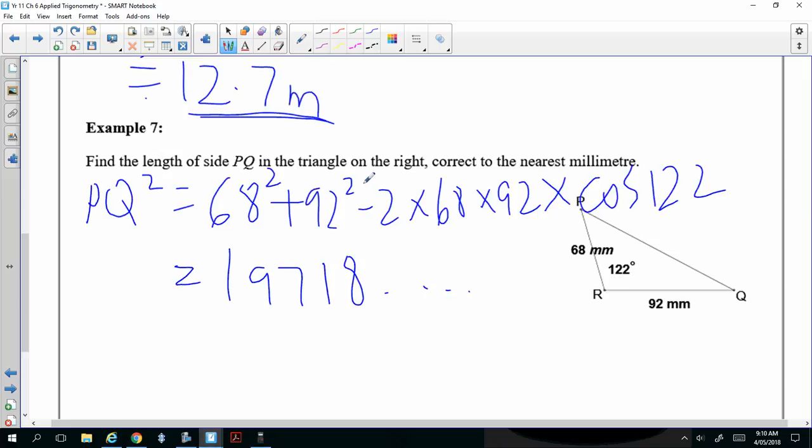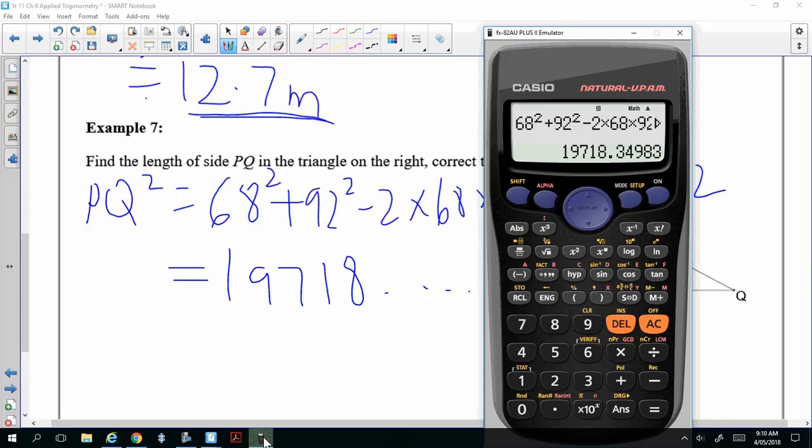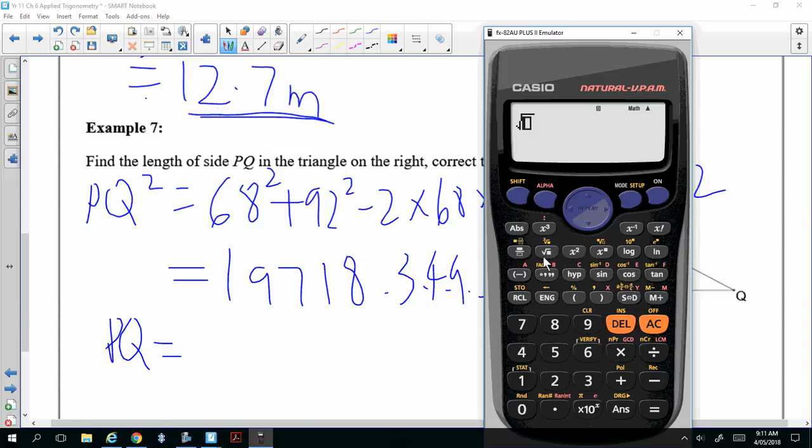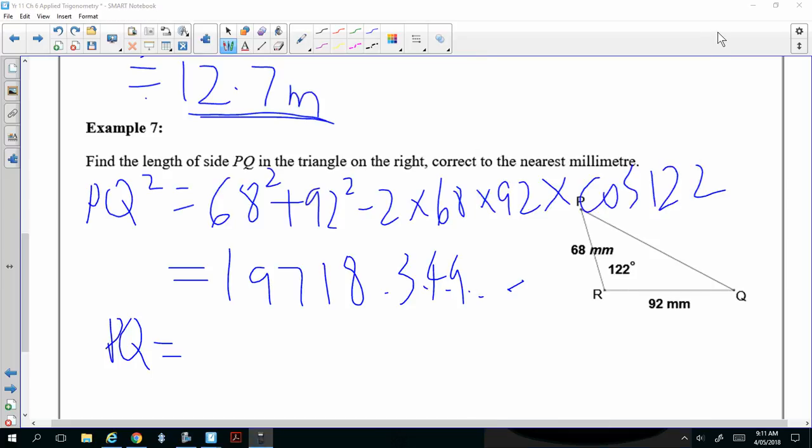That doesn't look good. What was the decimal point? 349 dot dot dot. And then PQ is the square root of that, which you can round to the nearest millimeter. Answer, nearest millimeter will be 140. Oh, sorry. Okay. Any questions? All got it right?